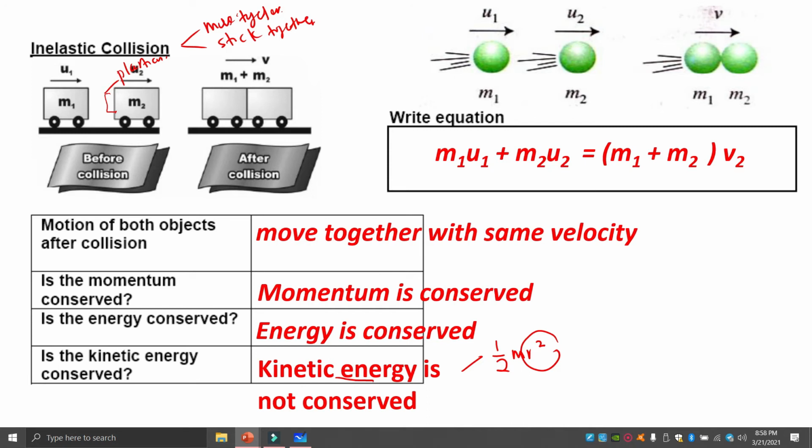And this is the formula: m1 u1 plus m2 u2. m1 is the mass for object number 1, m2 is the mass for object number 2, and this is before collision. This is after collision. After the collision, objects 1 and 2 combine and become one object, and they move with the same velocity. So this one also you need to remember the equation.